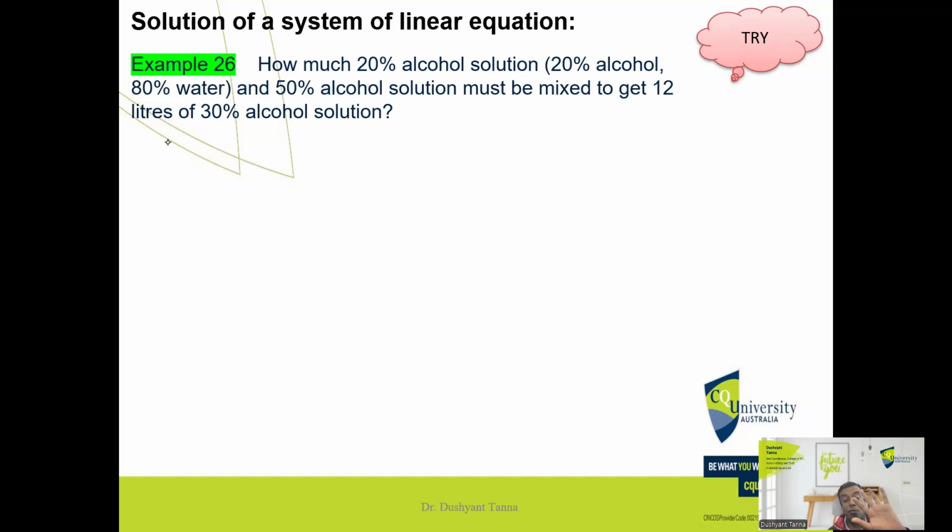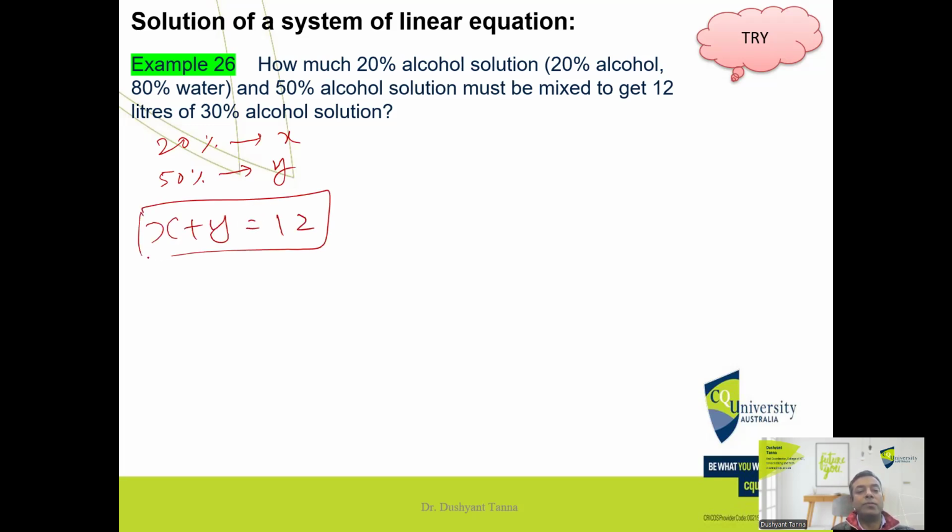So one is mild, one is a strong alcohol content, and they must be mixed to get 12 liters of 30% alcohol solution, right? When you go to a pub or bar, they are maybe using this formula, knowingly and unknowingly, a different story, right? So following what we did earlier, we know that 20% solution, let's call it X, the content, yeah. 50% solution, let's call it Y. What do we know? The total is 12. That's what we know for sure.